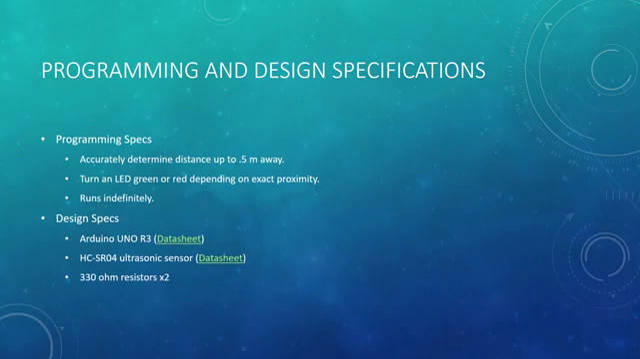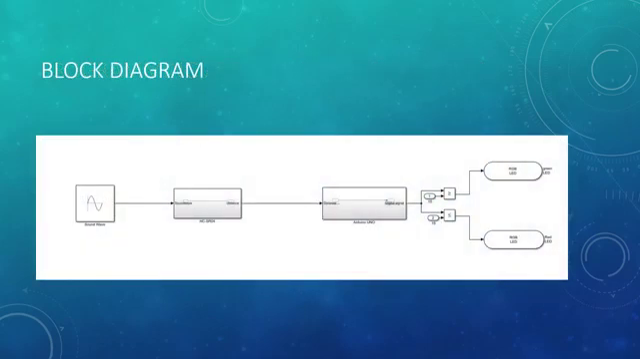And the design specs behind this project would be the Arduino Uno R3, and then the ECE1304 ultrasonic sensor, and next would be the 330 ohm resistor, and we use 2 of those. So this is our plot diagram.